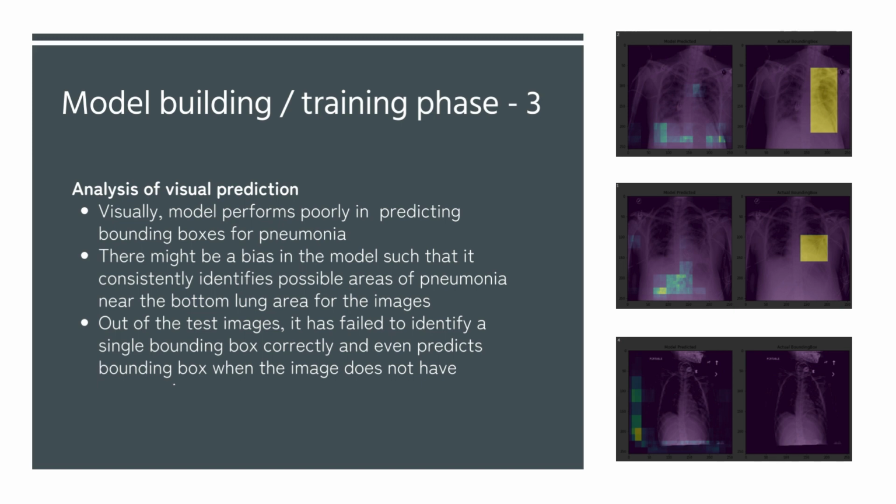The evaluation results and visual imaging of predicted bounding boxes indicate that the initial model does poorly at predicting the various bounding boxes. For some reason, the model is consistently identifying possible areas of pneumonia near the bottom of the lungs area along with the right arm of the person for all the images. Out of all the test images picked, it has failed to identify a single bounding box correctly, and even predicts a bounding box when the image does not expect to have pneumonia.